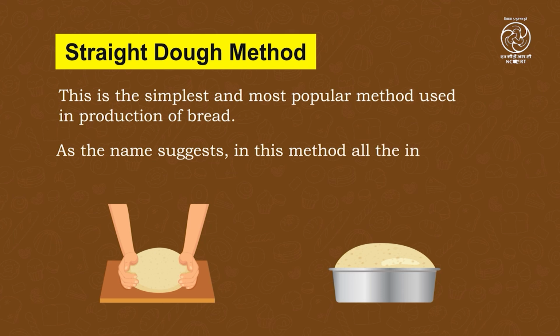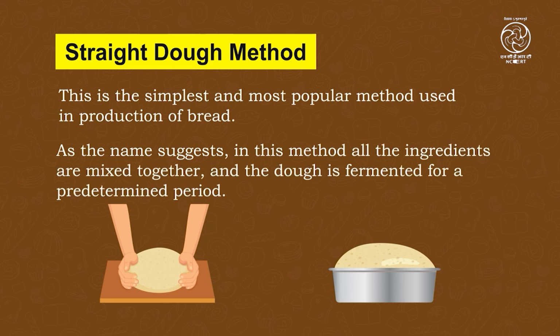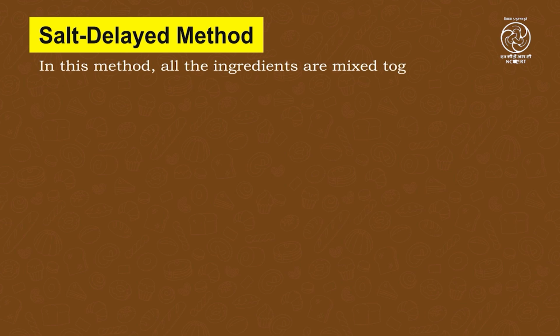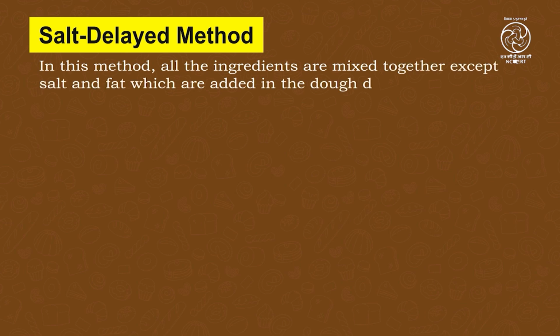As the name suggests, in this method, all the ingredients are mixed together and the dough is fermented for a predetermined period. Second is salt delayed method. In this method, all the ingredients are mixed together except salt and fat, which are added in the dough during later stage of kneading.